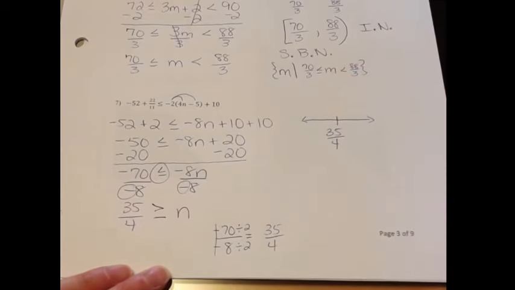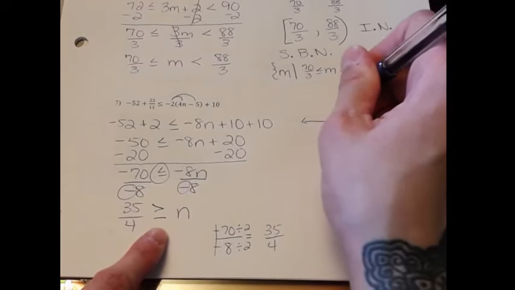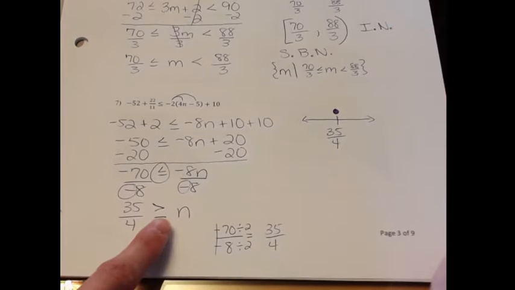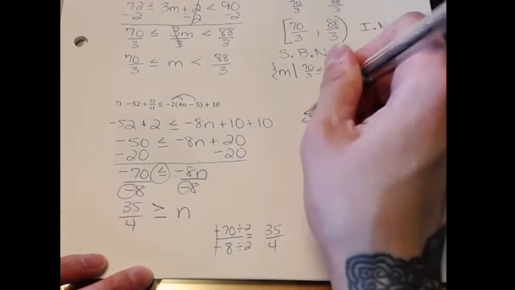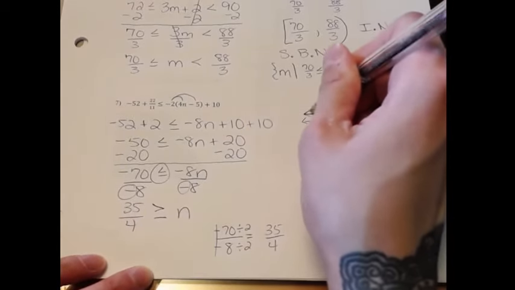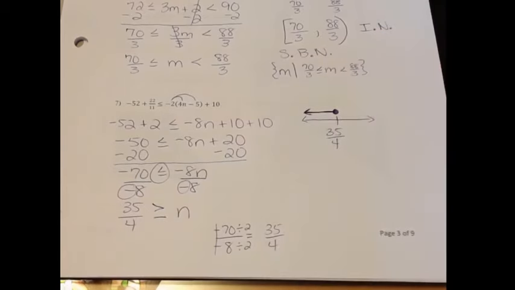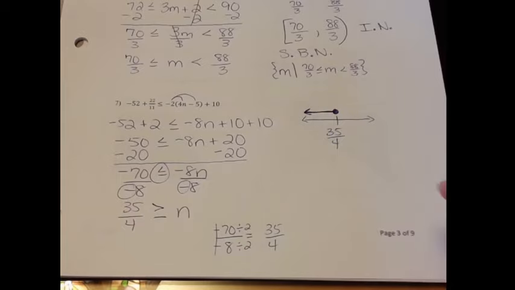35/4 will be the center of my line. Notice here that because we have the equal to, it's going to be a solid circle. Since n is less than or equal to 35/4, we want to shade to the left. Less than, left. Greater than, right. Wonderful. Now we're going to write this in interval notation.